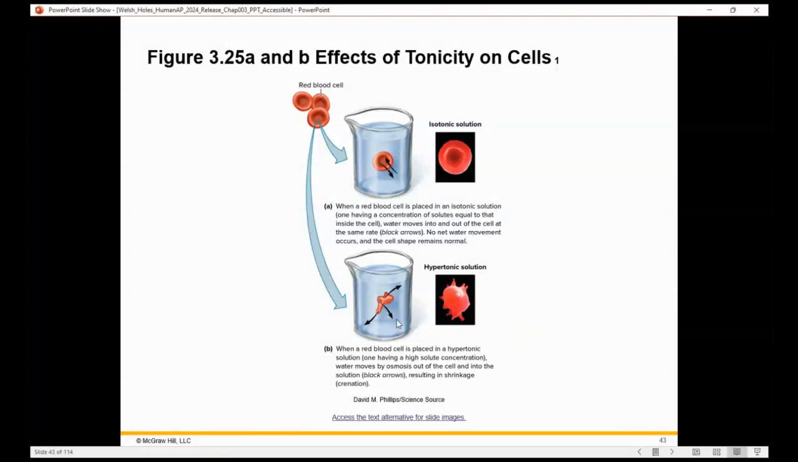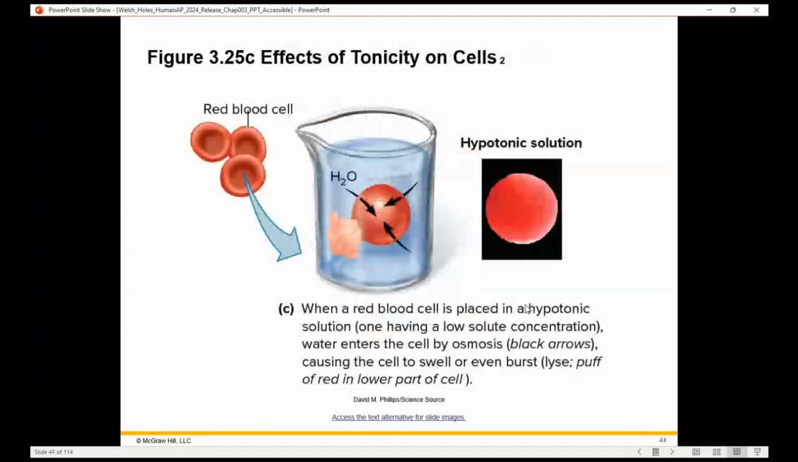So in B, we actually show what would happen if we put that blood cell into a solution that's higher than 0.9%, like 5% or 10%. The blood cell would actually shrink and lose its water. Okay, this one shows the opposite. If we put a blood cell in pure water, the blood cell will take up water and it will actually burst.